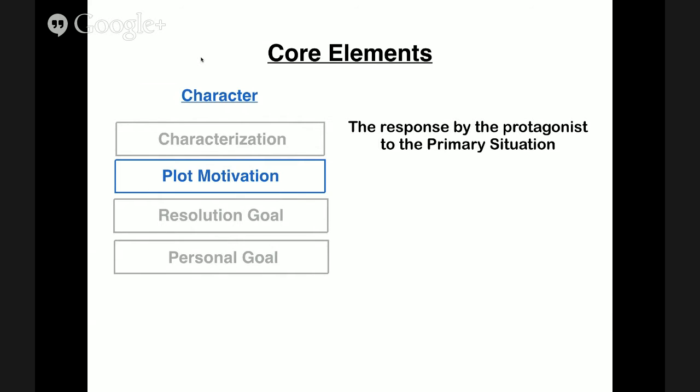Someone wants to start a fight. His plot motivation is going to be either to engage him and win the fight, run like hell away, protect family, or any other number of things. But there's going to be a major decision. That's the plot motivation.